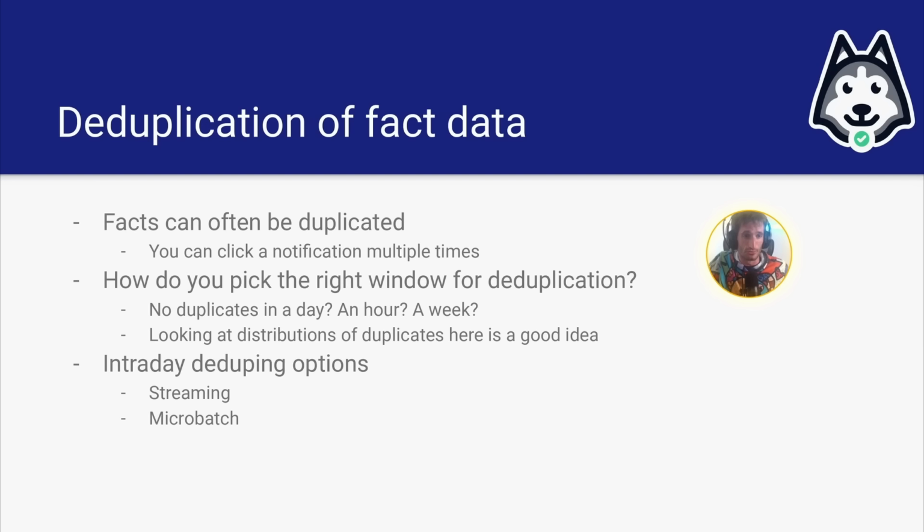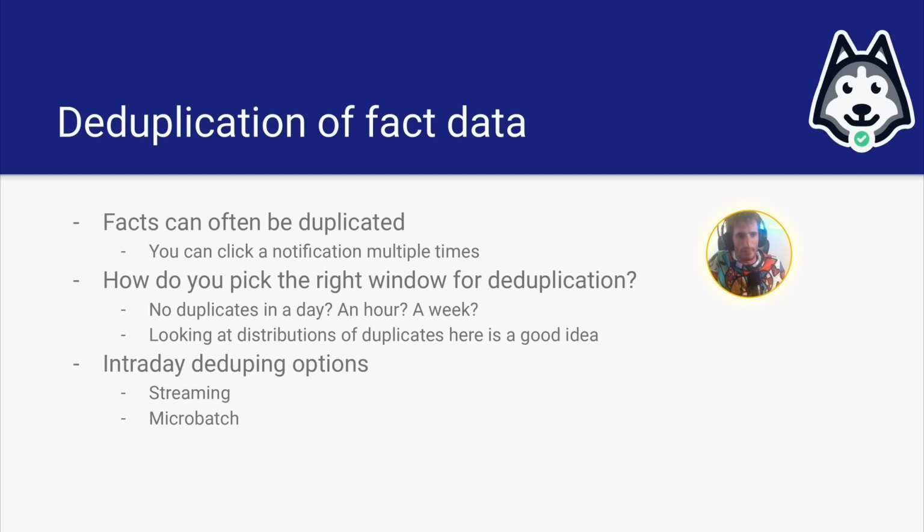And so we wanted to reduce the latency of that data because it was available way late, and all these other pipelines could only start after 9 hours because they were waiting on this data. So what are some options for reducing the latency of this deduping? The two big ones are going to be streaming and microbatch.